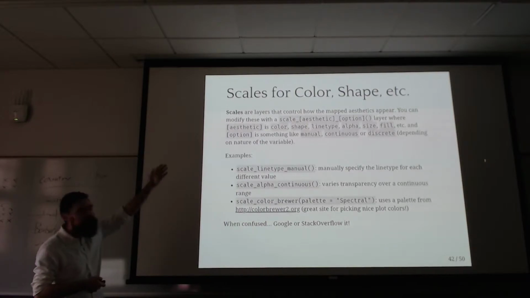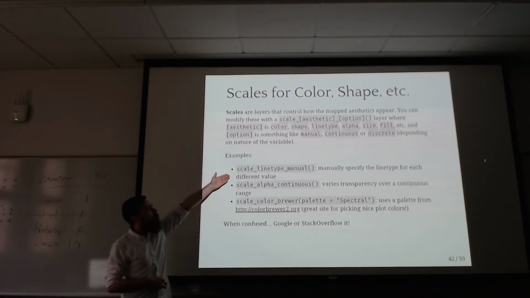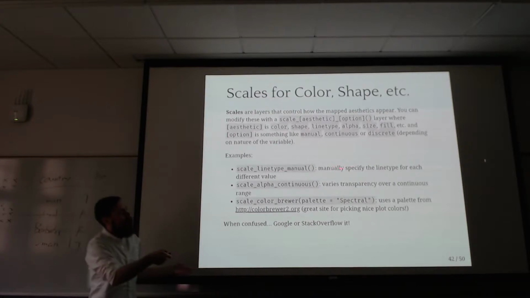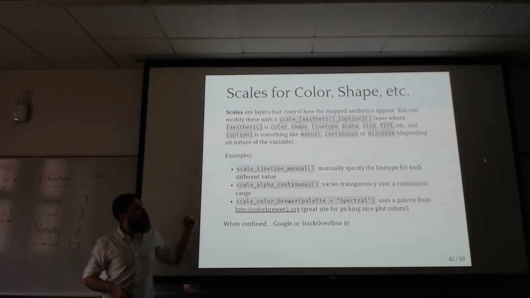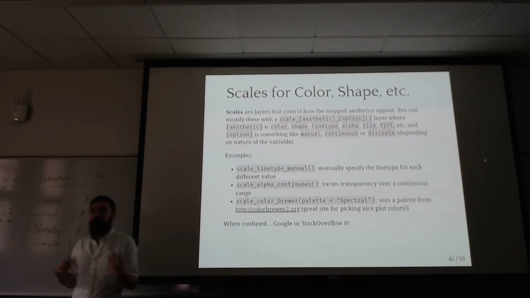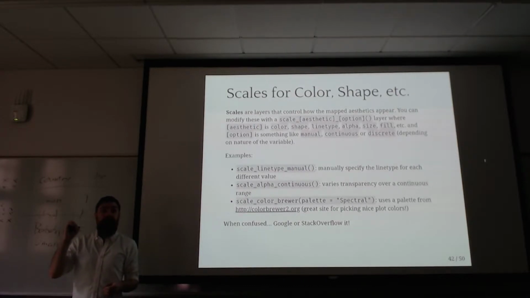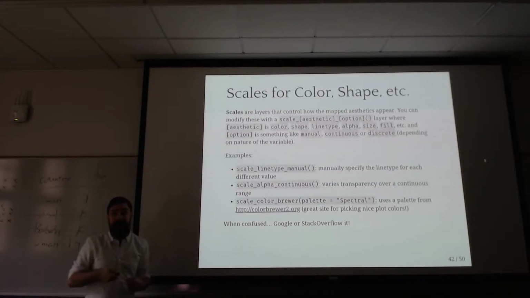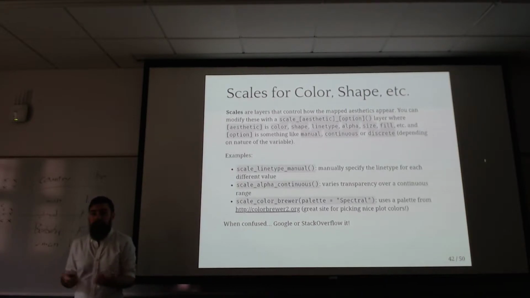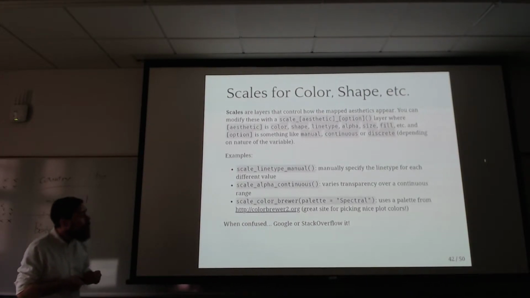Some examples of things you might want to do. Scale line type manual will manually specify the line type for each value in your data. Scale alpha continuous will vary the transparency over some continuous variable. This is what I was talking about if you have, say, a whole bunch of estimates in your data, but you want the reliable estimates to be opaque and the really unreliable ones to be transparent. You could have a column in your data that is the reliability of that estimate, and they would just fade in or out based on that reliability.